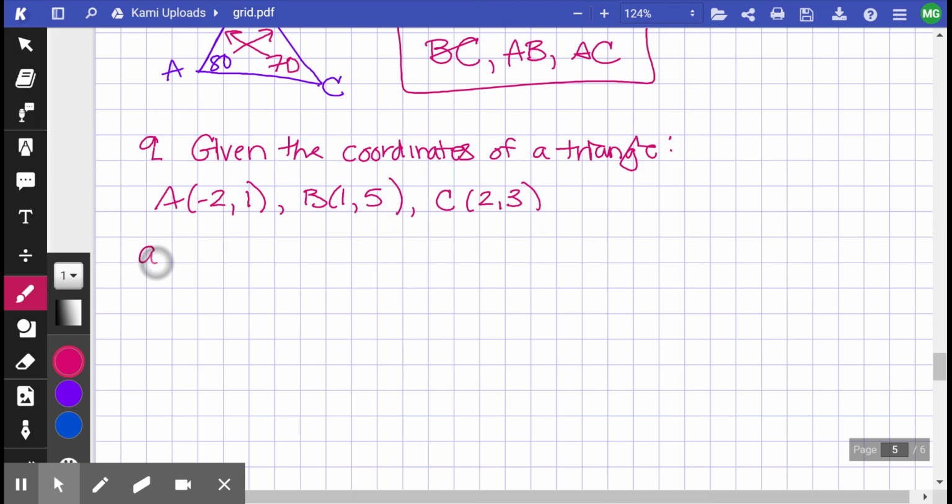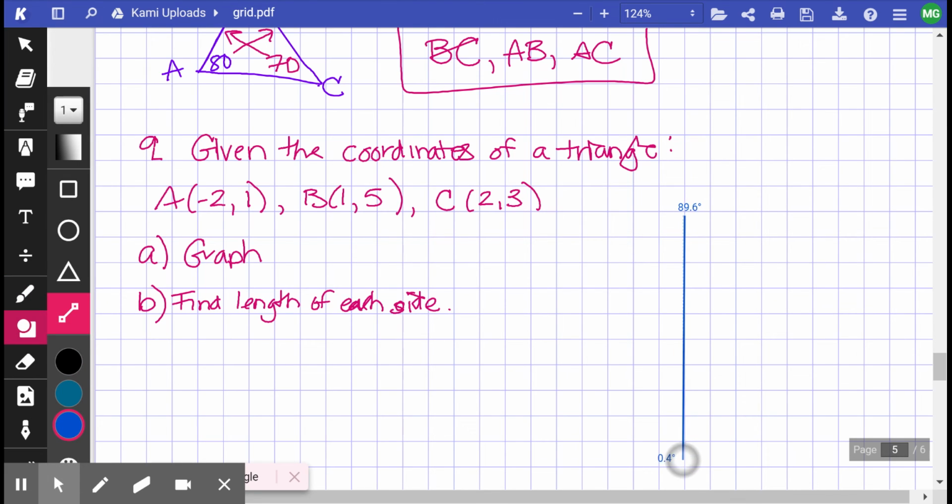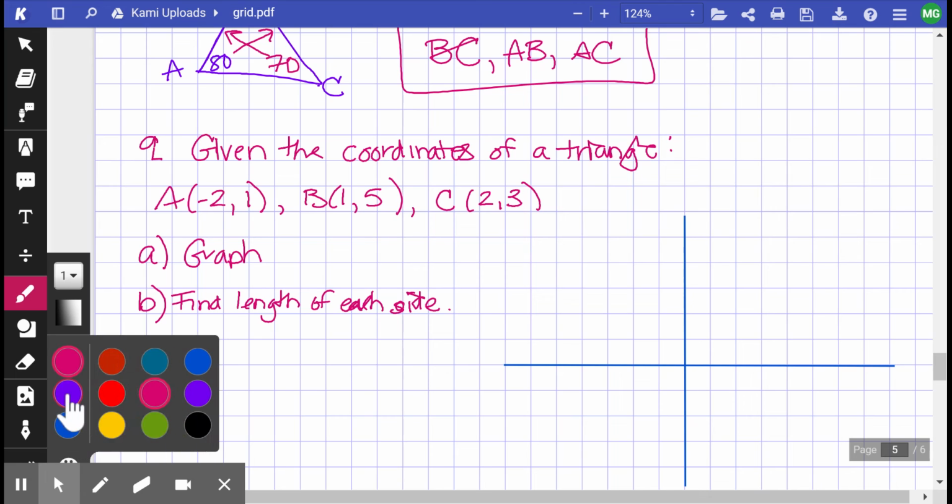Okay, so first I want you to graph that triangle. And then I'm going to want you to find the length of each side. And you can do that using your distance formula to do it algebraically of each side. Okay, so draw our grid, our X and Y axes. Go ahead and plot these.